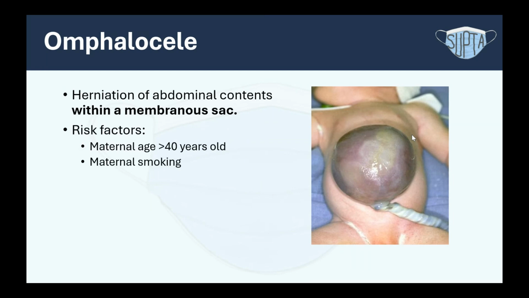Now, obviously, when it comes to diagnosis, you should ideally be able to see that the abdominal viscera has herniated out of the abdominal wall.